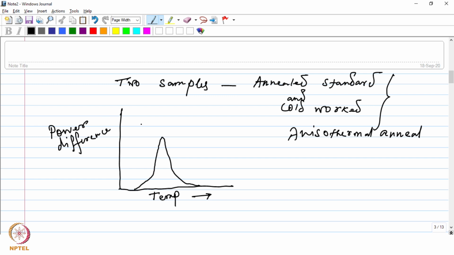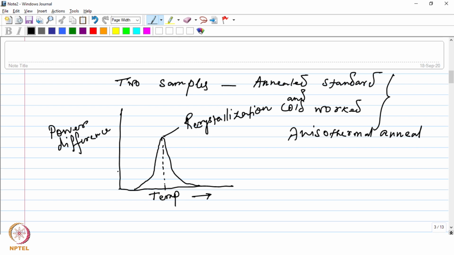Right, so this peak that you see over here, that is where you have the maximum amount of strain energy released, and that corresponds to the occurrence of recrystallization. But you can see that the release has started even before the recrystallization process, right?